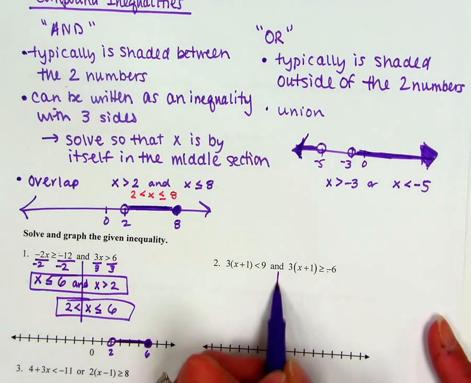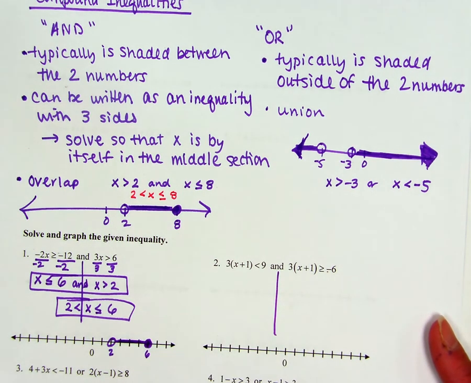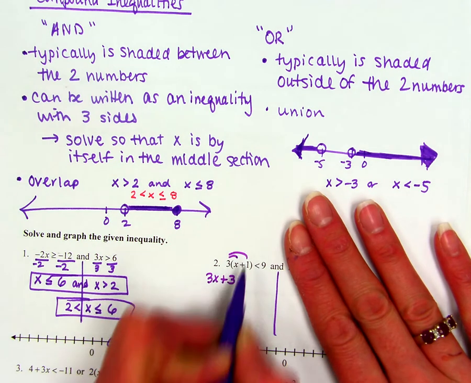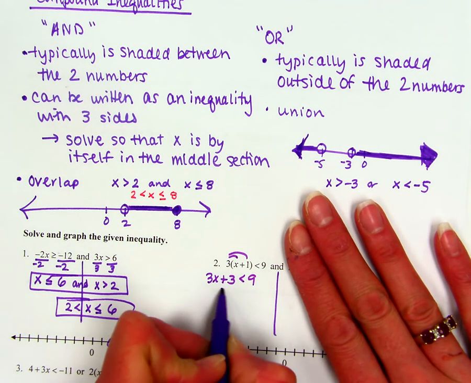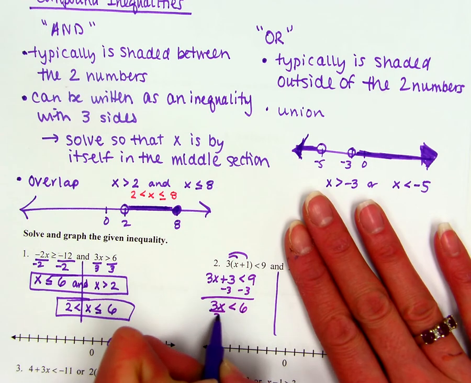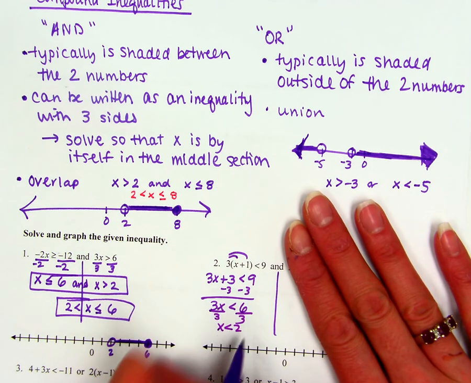All right, this one, we're also going to just solve normally. So we've got 3x plus 3, because remember, first step is to distribute. It's less than 9. So now we subtract 3, we get 3x is less than 6. Divide by 3, we get x is less than 2.